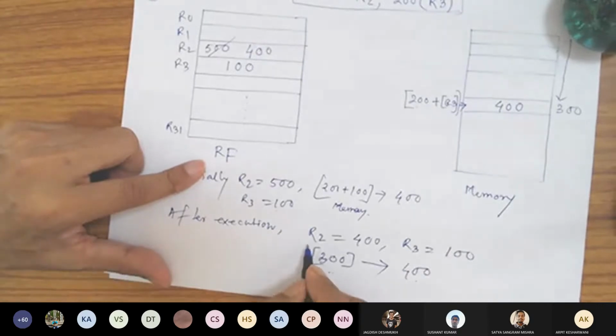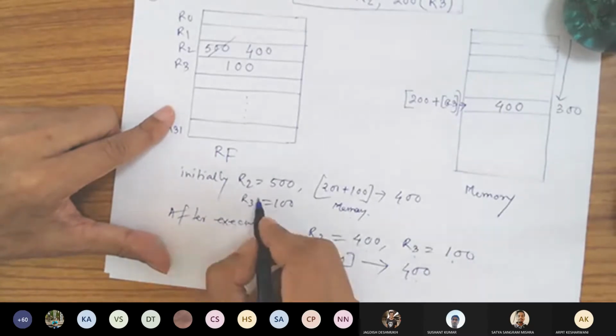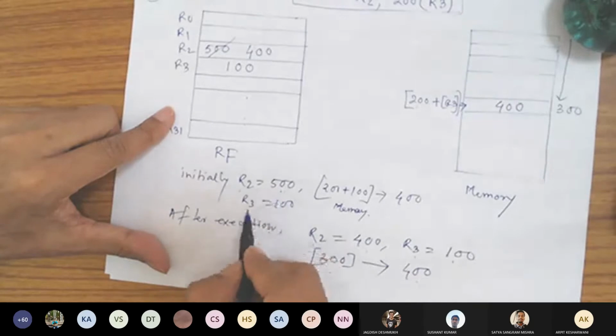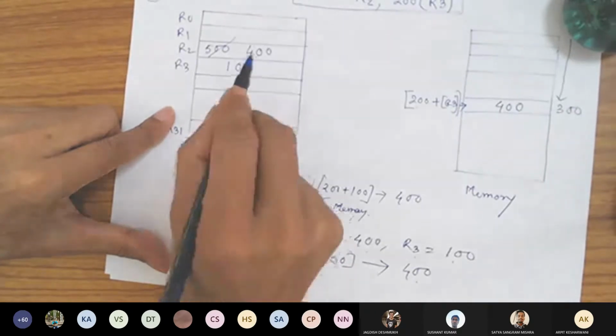And these are explicit values. R2 contains 400, R3 contains 100 after the execution happens. Before that, R2 was containing 500, R3 was containing 100. Okay, this is what happens.